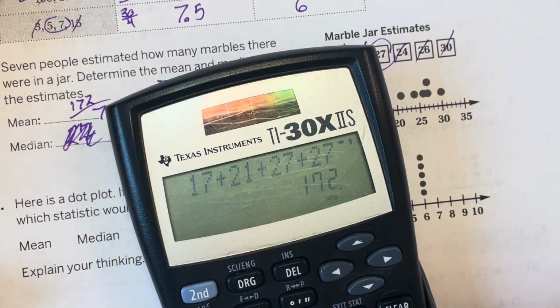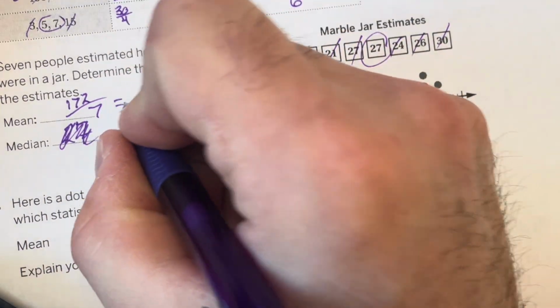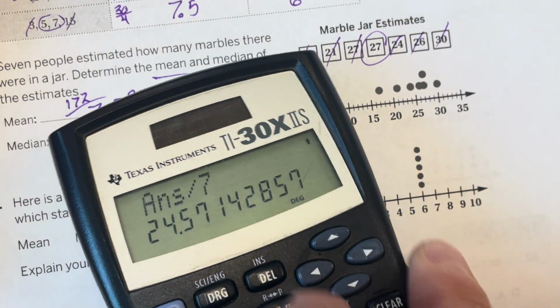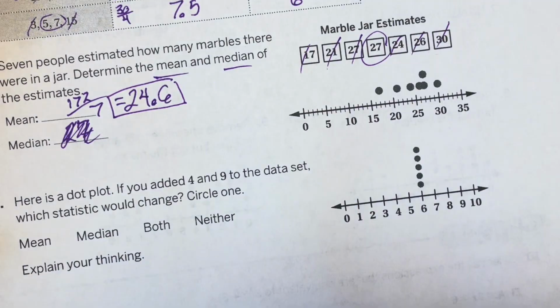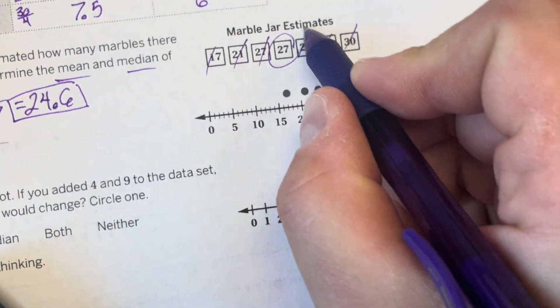172 is getting divided by the 7 numbers that we have, divided by 7, and we get 24.57, that would round to a 6. 24.6 is our average. Now these, all right, so that 24 should really be here.